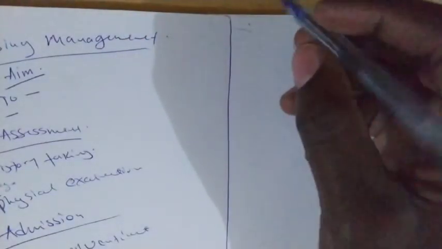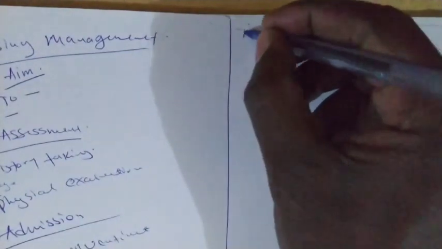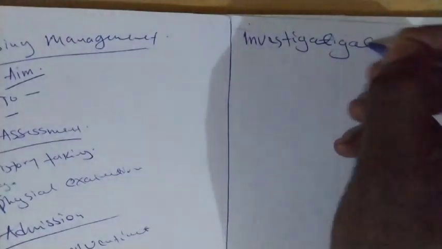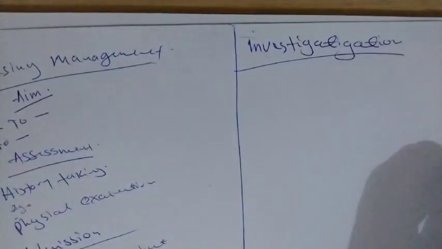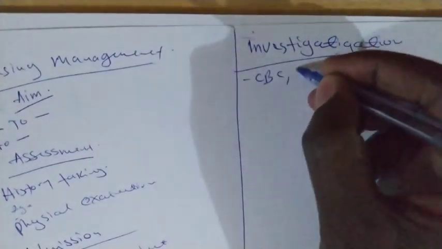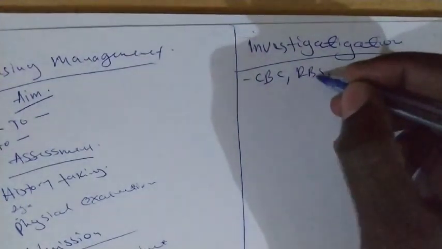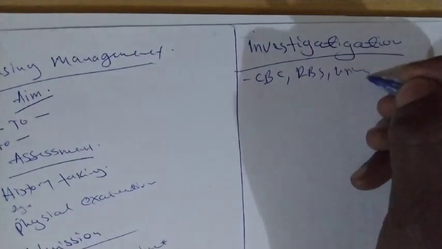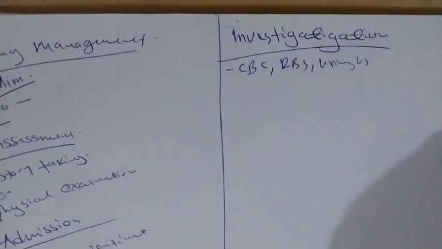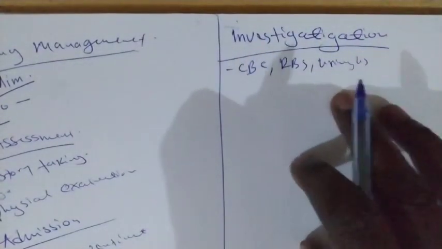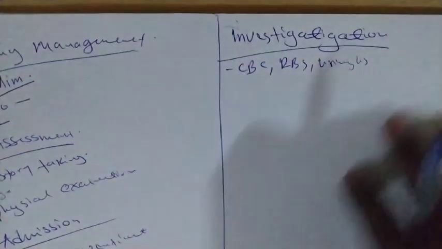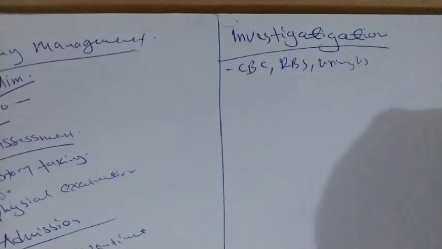We are going to do investigation. Then under investigation, we are going to do CBC, RBS, random blood sugar, we are going to do urinalysis. Any investigation which fits the condition which you have been given, you can write it under investigation. And then, after investigation, the result will come, the doctor will prescribe the drugs.